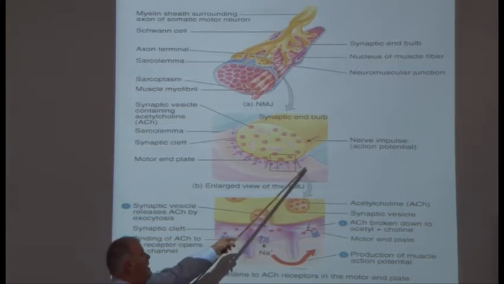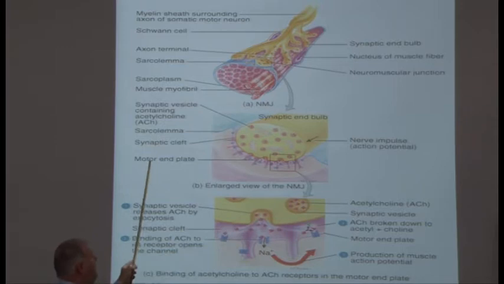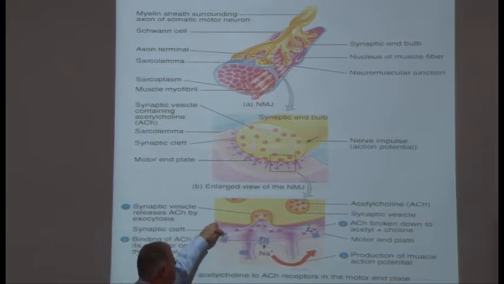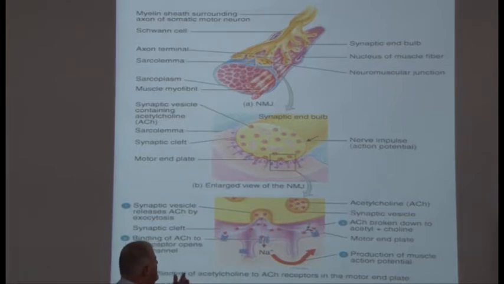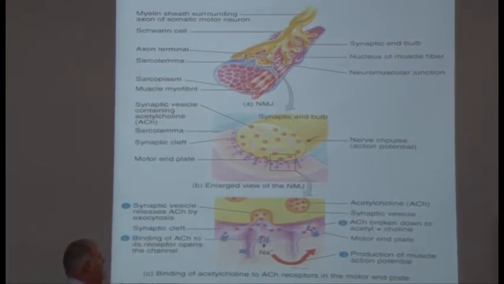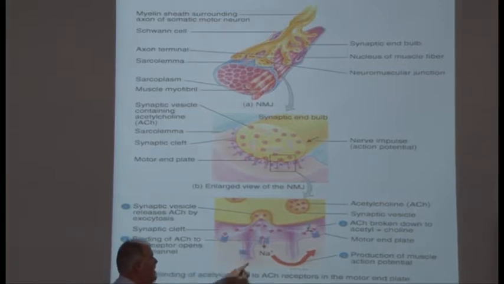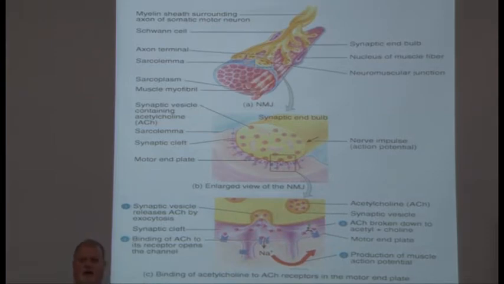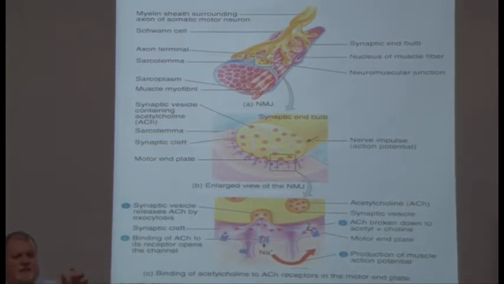Now, the part of the muscle cell called the motor end plate contains membrane-bound receptors that the acetylcholine has to bind with. So we have to have a unique receptor that the acetylcholine is going to bind with. And it just so happens that these receptors are modified sodium channels. And as acetylcholine binds with the receptor, that allows sodium to enter the muscle cell itself.